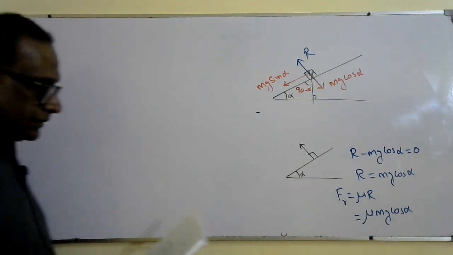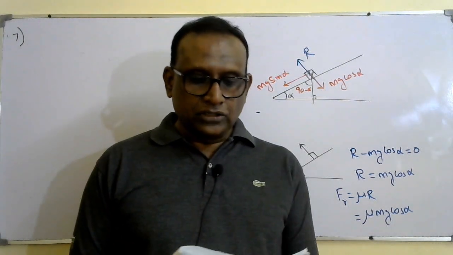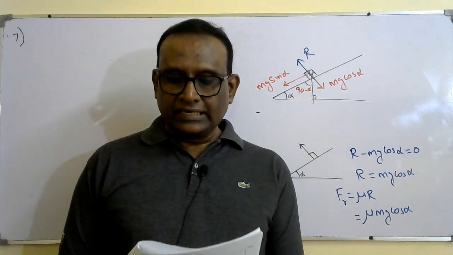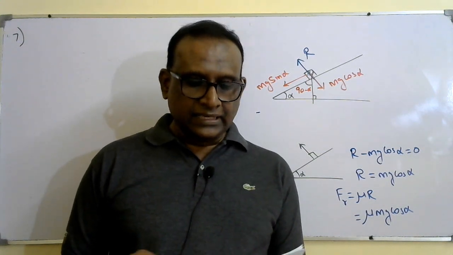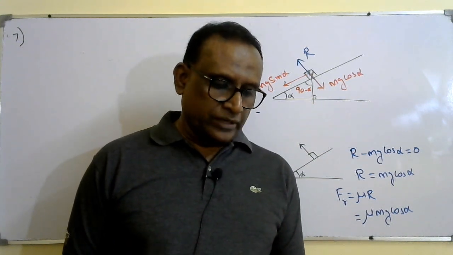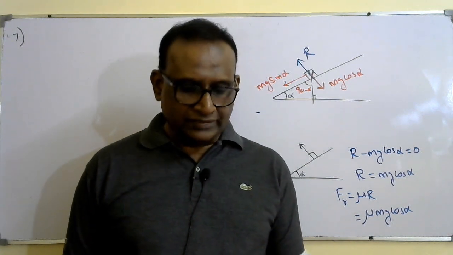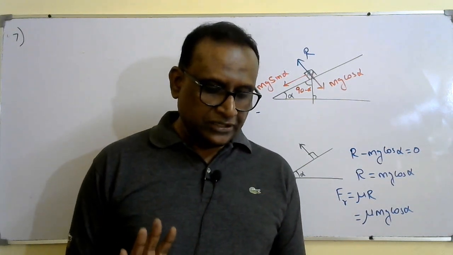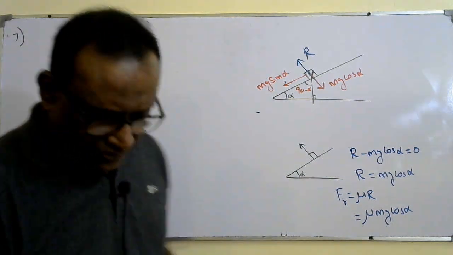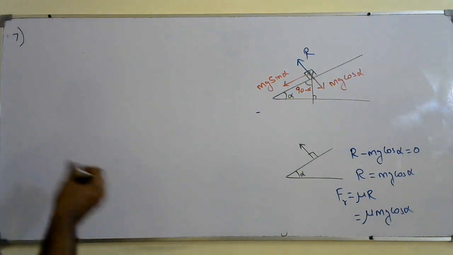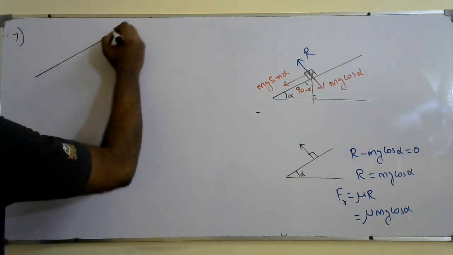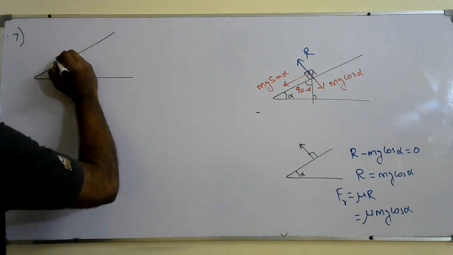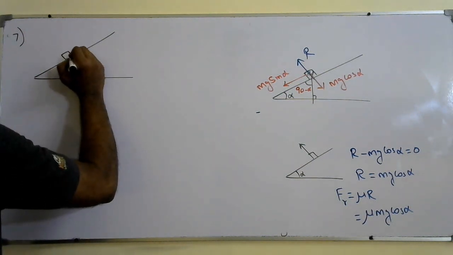The string from A to the pulley lies along the line of greatest slope, and the tension is also given, 4mg over 3. Mu and tan alpha are also given. Find the magnitude of the acceleration. Okay, not a big issue. So we'll consider the forces acting on the object A.